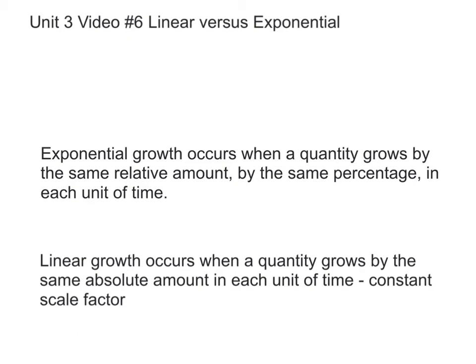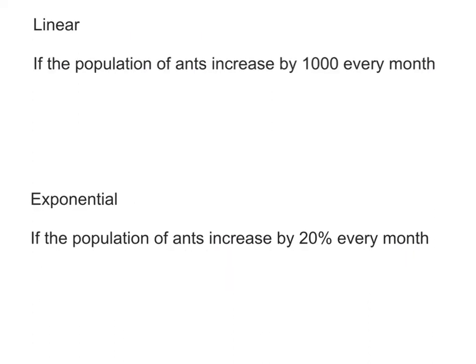Okay, Unit 3, video number 6, linear versus exponential. Exponential growth occurs when a quantity grows by the same relative amount, by the same percentage, in each unit of time. Linear growth occurs when a quantity grows by the same absolute amount in each unit of time, a constant scale factor. Example of linear: if the population of ants increased by 1,000 every month, that would be a linear progression. An example of exponential: if the population of ants increased by 20% every month, that would be exponential.